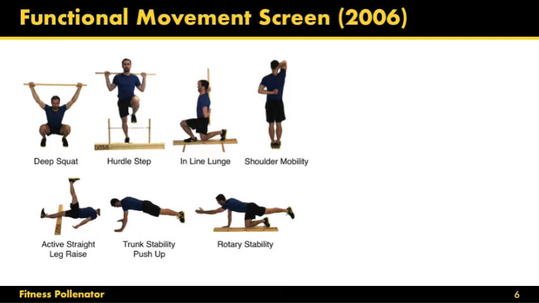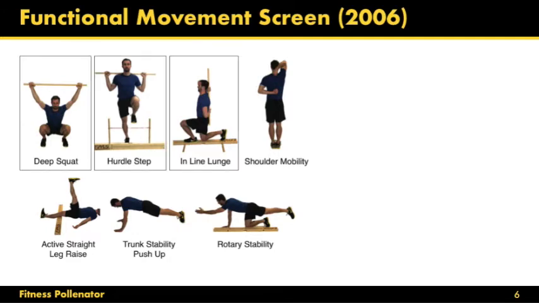There are lots of examples of movement screens out there. At least a dozen have been published in the scientific literature. The functional movement screen, which was created in 1997 and published in 2006, was the first one that came out in the literature. So it's a series of 7 movements that are designed to grade fundamental movement patterns that are supposed to be key to normal function.